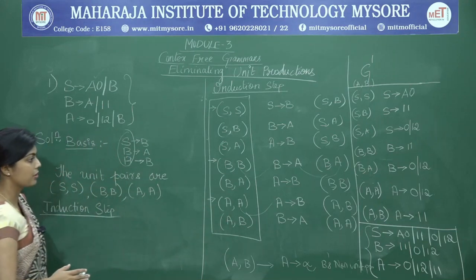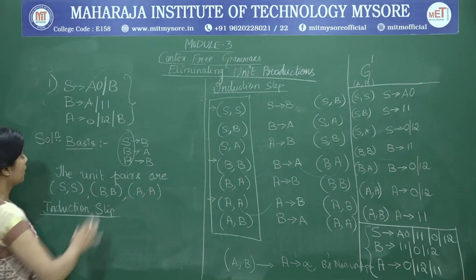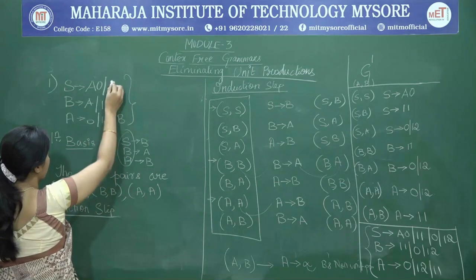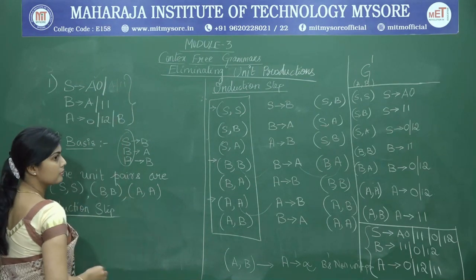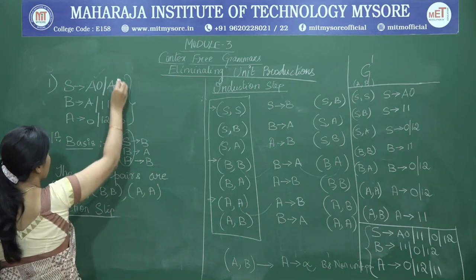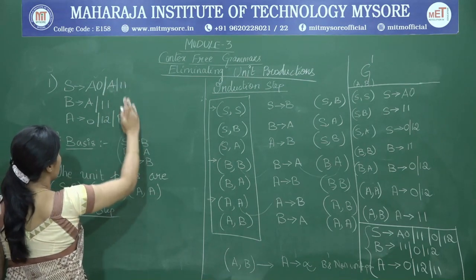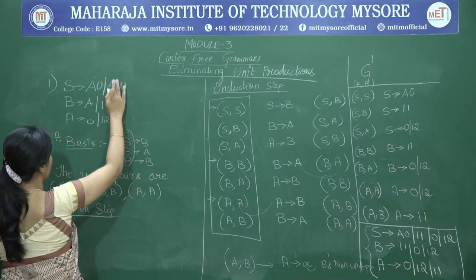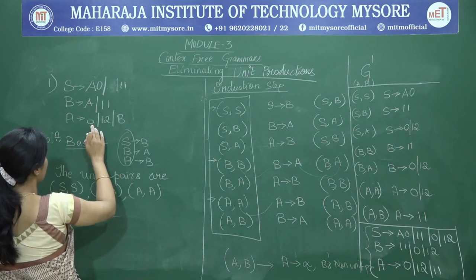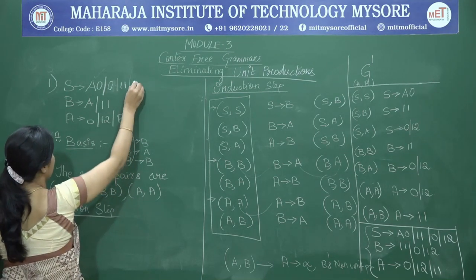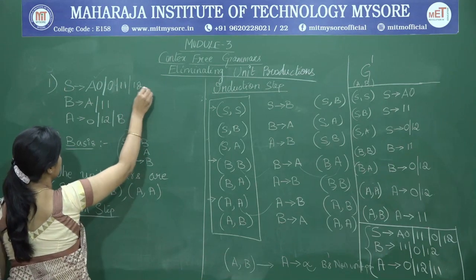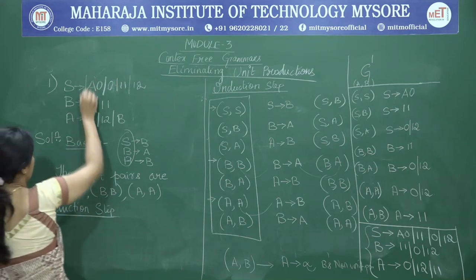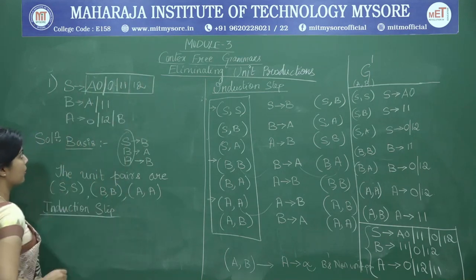So through this procedure what we have observed is that the unit production is taken off. In place of B we have A and 1 1. Here A is still not allowed. So instead of A we write 0 and then we write 1 2. That is how we eliminate the unit production.